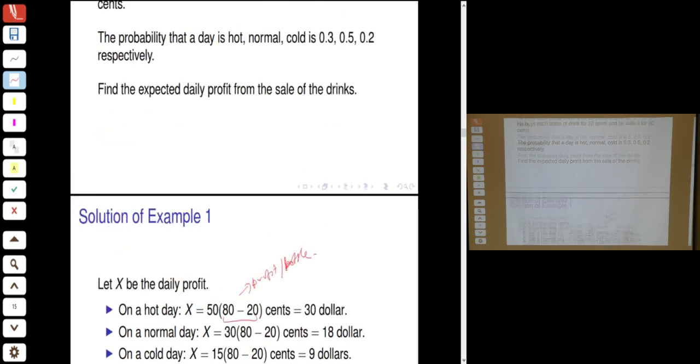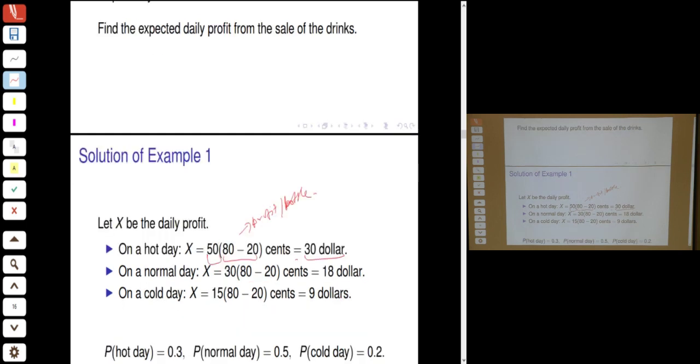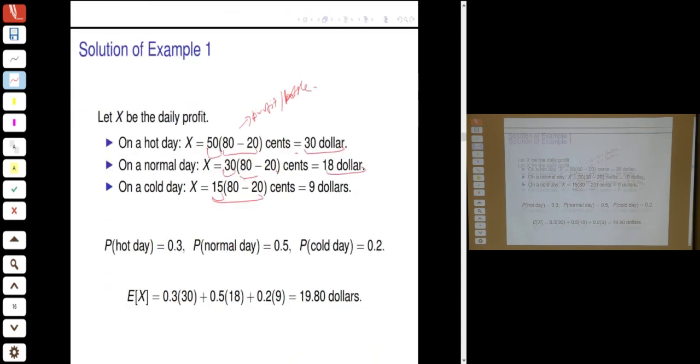Now, on a hot day, he sells 50 bottles. So the total profit is 50 times the profit per bottle, which is $30. On a normal day, he sells 30 bottles, so the total profit is 30 times the profit per bottle, which is $18. On a cold day, he sells 15 bottles, so the total profit is 15 times the profit per bottle, which is $9. These are the possible values of the random variable, which is the profit. By the way, why is the profit random? The profit is random because its value depends on whether the day is hot, normal or cold, which is a random event having certain probabilities.